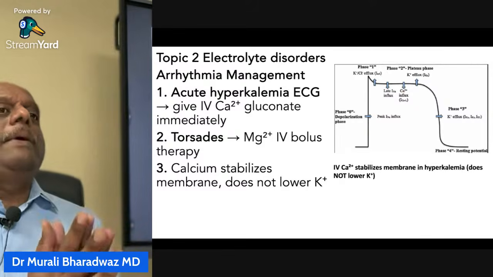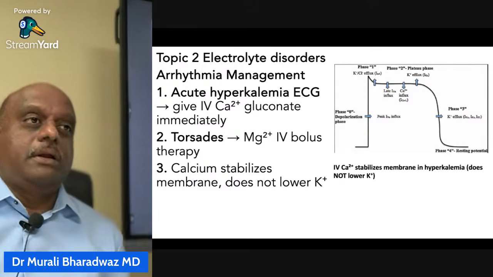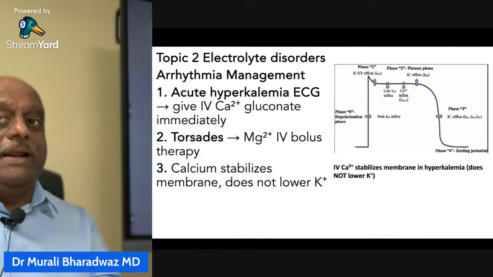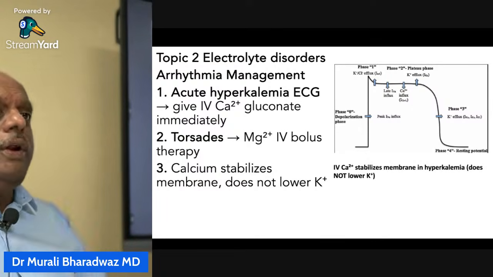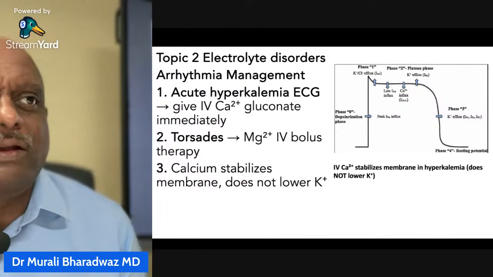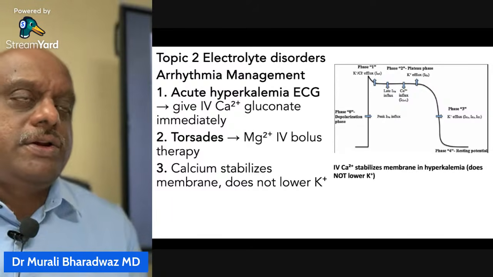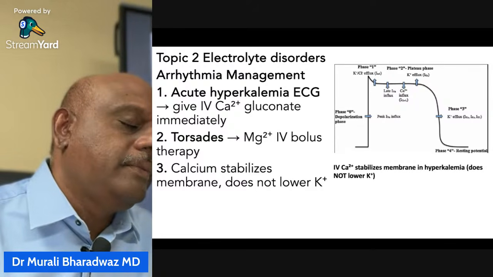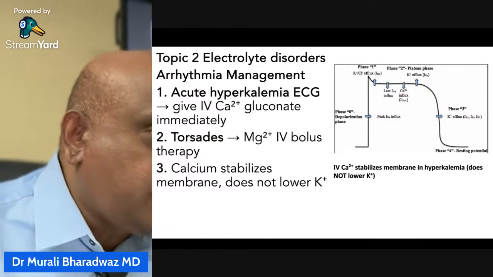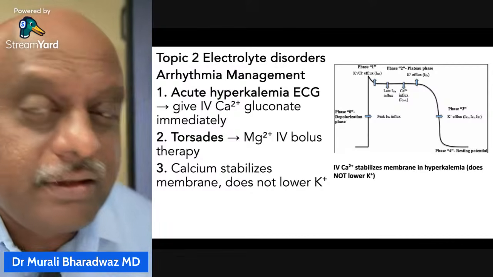Now, in acute hyperkalemia, where do you come across acute hyperkalemia, doctor? In chronic renal failure, very commonly we find hyperkalemia. You need to give IV calcium gluconate immediately. Why do you want to give calcium gluconate? It will prevent the heart from going into VT/VF to avoid cardiac arrest, not to lower the potassium levels. That's a very important point.